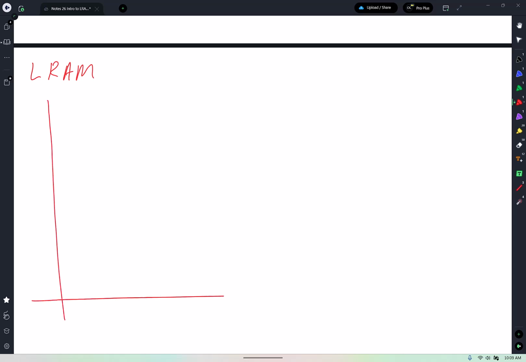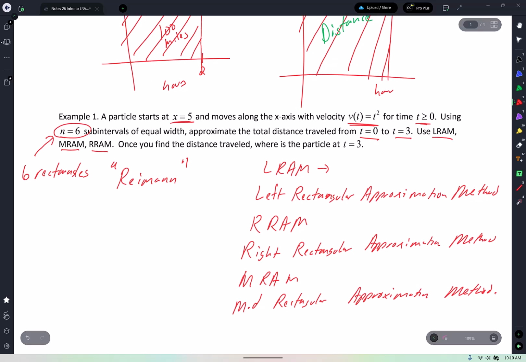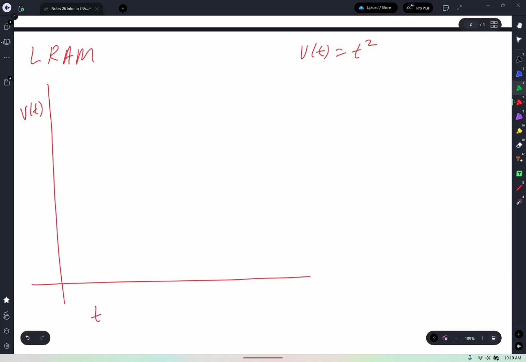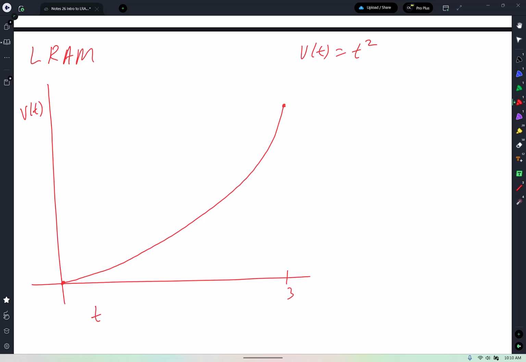I'm going to exaggerate quadrant 1. They told me my velocity equation was t squared. So I'm going to exaggerate a parabola, and then from what time to what time? 0 to 3. Here's my parabola, 0 to 3. I exaggerated it. I'm going to say that's 3, this is 1, this is 2. 1, 2, 3.